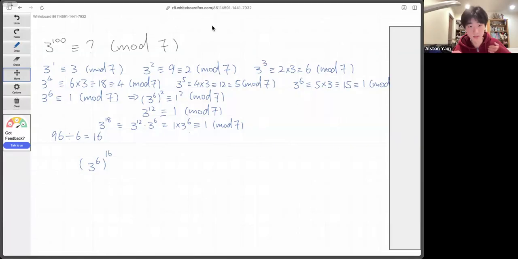So 3 to the 6, raised to the power of 16, will be congruent to 1 to the power of 16 mod 7. Well, wait, that's pretty cool, because on the left, we have 3 to the power of 96, and that's already really, really close to 100, right? And on the right, we have 1 mod 7. Okay. Well, we are only a power of 4 away from 100, aren't we?